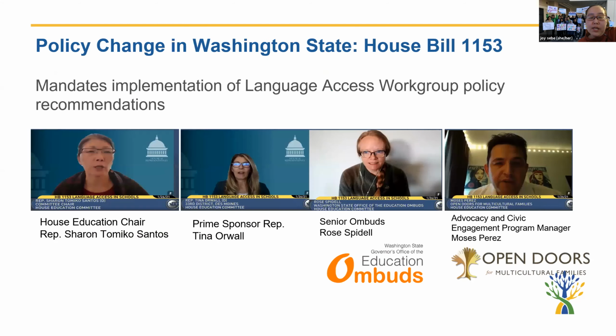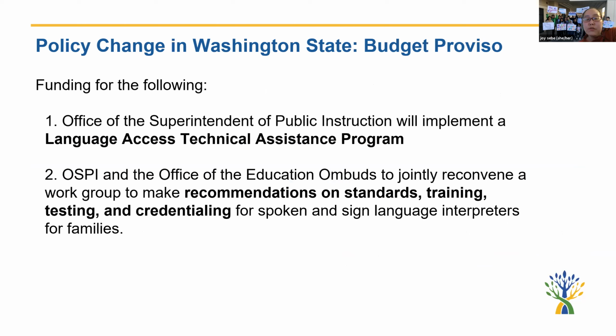We did make some headway with a new bill that summed up all the work group recommendations, House Bill 1153. These are images of our stakeholders testifying, including OEO and ODMF. Unfortunately, this bill died in House Appropriations, so we're still keeping up the fight to push for a budget proviso. That's money appropriated to OEO and OSPI to implement a technical assistance program and to reconvene the work group again. So please stay tuned and help us advocate for this budget proviso to get more help on the way to families.